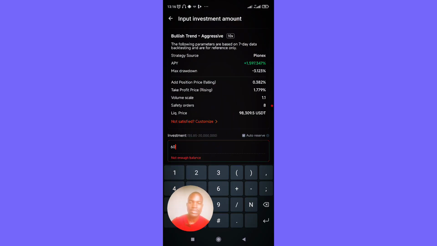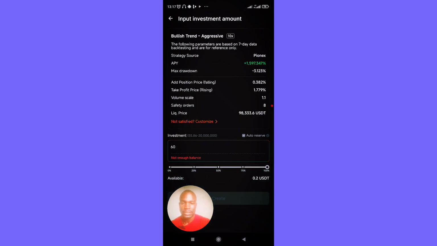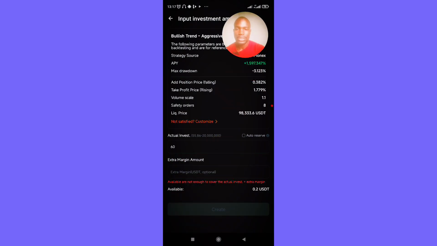When the price of Bitcoin drops to that amount, then our investment or our collateral will be liquidated by Pionex. So this one we've used the auto reserve. So from $60, Pionex will take a part of that as our margin in order to reduce our liquidation amount. We can as well turn off the auto reserve in order to put our own margin. So when we turn it off, we can put our own extra margin.